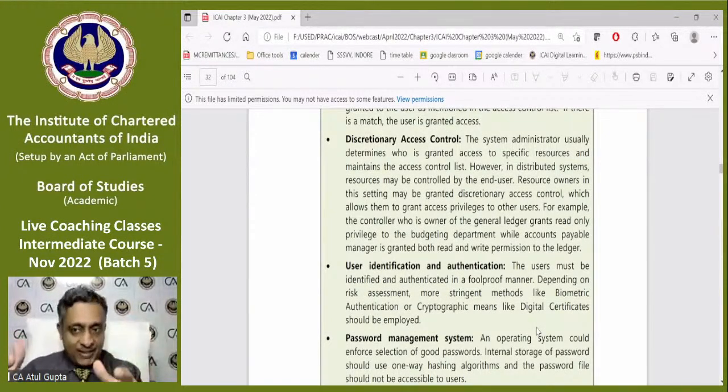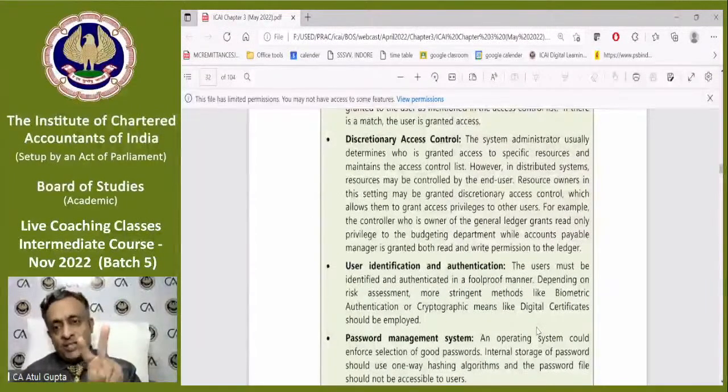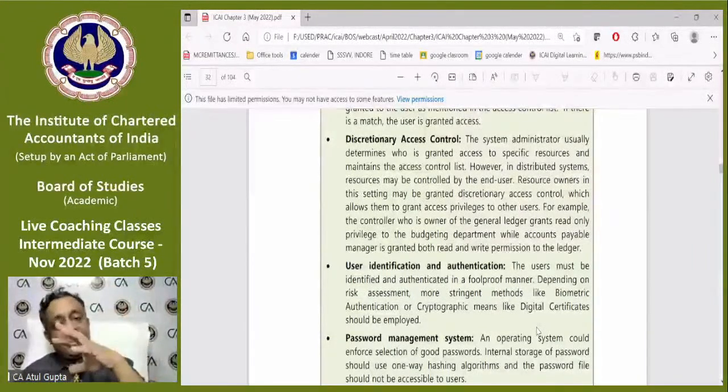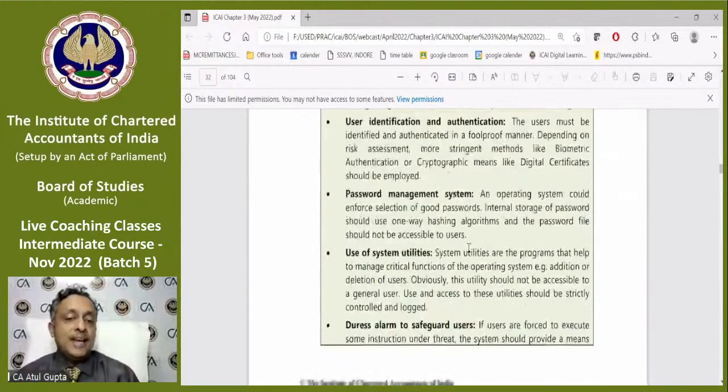So I am asking you a question. Next question. Once we complete this table, I'll get to the answers of the previous question. I am on user identification and authentication, 2 options, password and biometric. Which is better? You have to say whether password is better or biometric is better for user identification and authentication. Okay. Next, password management system.